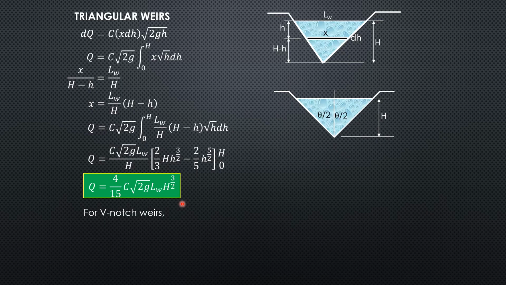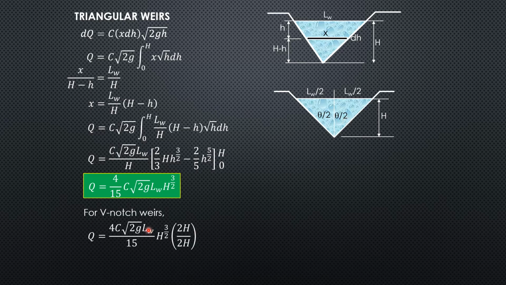So all you have to do is multiply this formula by 2h over 2h. So that's LW over 2, LW over 2. So 4c square root of 2g LW over 15, then h to the 3/2, this is for triangular weirs. Then we multiply 1, which is represented by 2 big H over 2 big H. And we take note that the ratio of LW over 2 over H is tangent theta over 2.